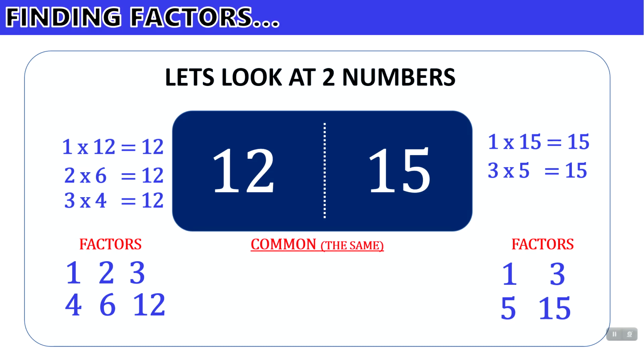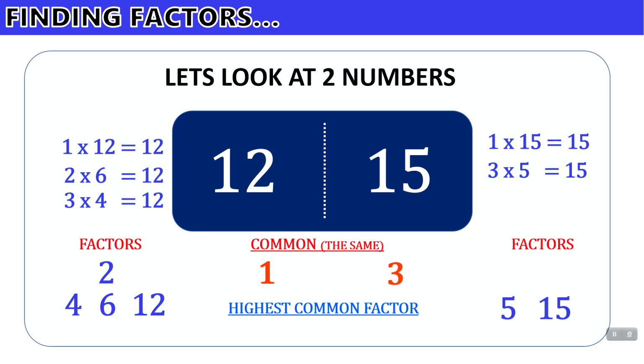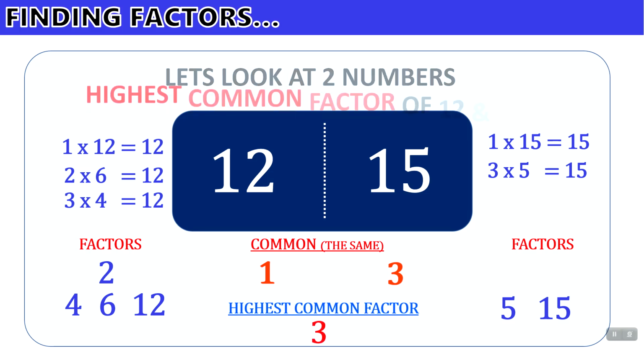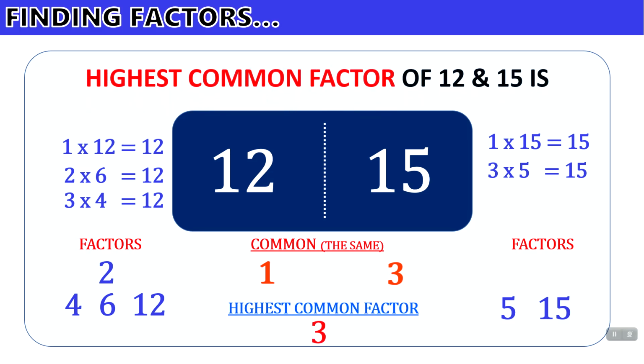And if we look at both, we try to find which factors are the same in 12 and 15. And we can see that 1 is in both, that is common. We also could see that 3 is common to both numbers. And those are the only two factors that are common to 12 and 15. And now we take the highest number out of 1 and 3, which we know is 3. And so the highest common factor is 3. The highest common factor of 12 and 15 is 3.